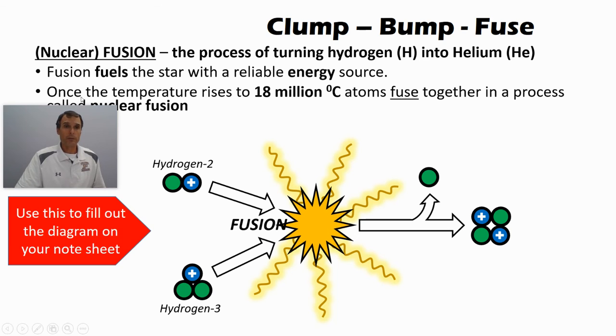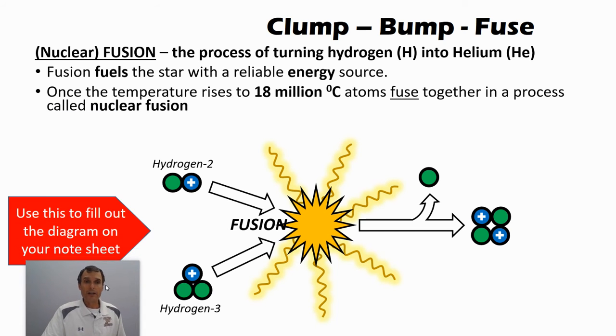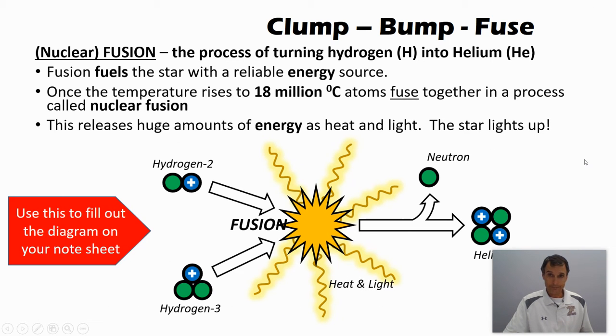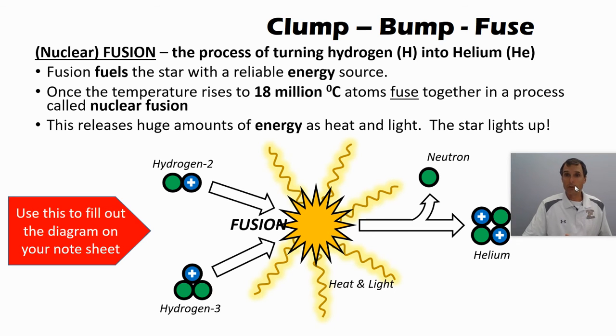And what we have here is when we reach this temperature of 18 million degrees Fahrenheit, okay, that is going to allow atoms to fuse together in this process. So in this process, you can see we've got hydrogen 2 and hydrogen 3, and they're going to fuse together, and that's going to produce a new element, and it's going to give off energy. And that's how we get stars, when they light up. So this is your whole process right here.